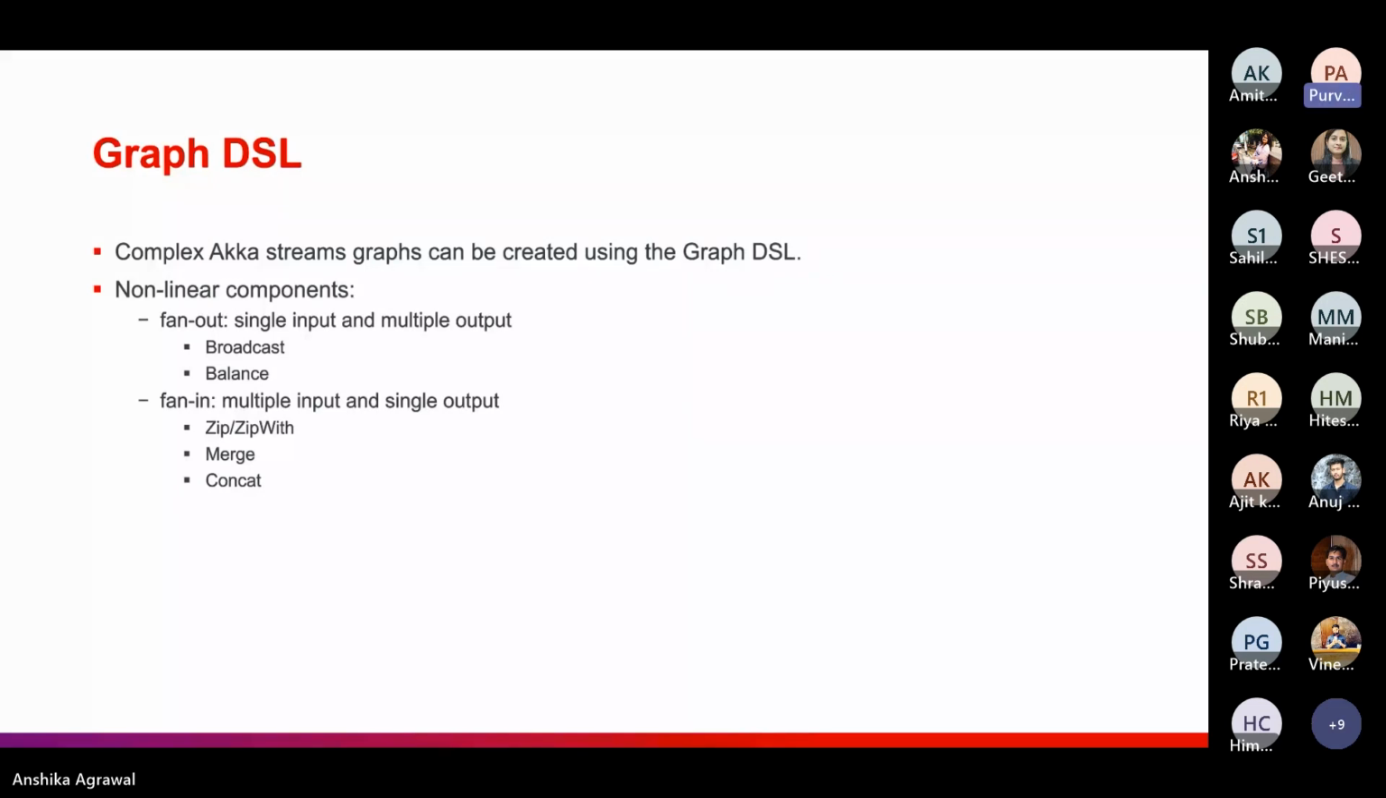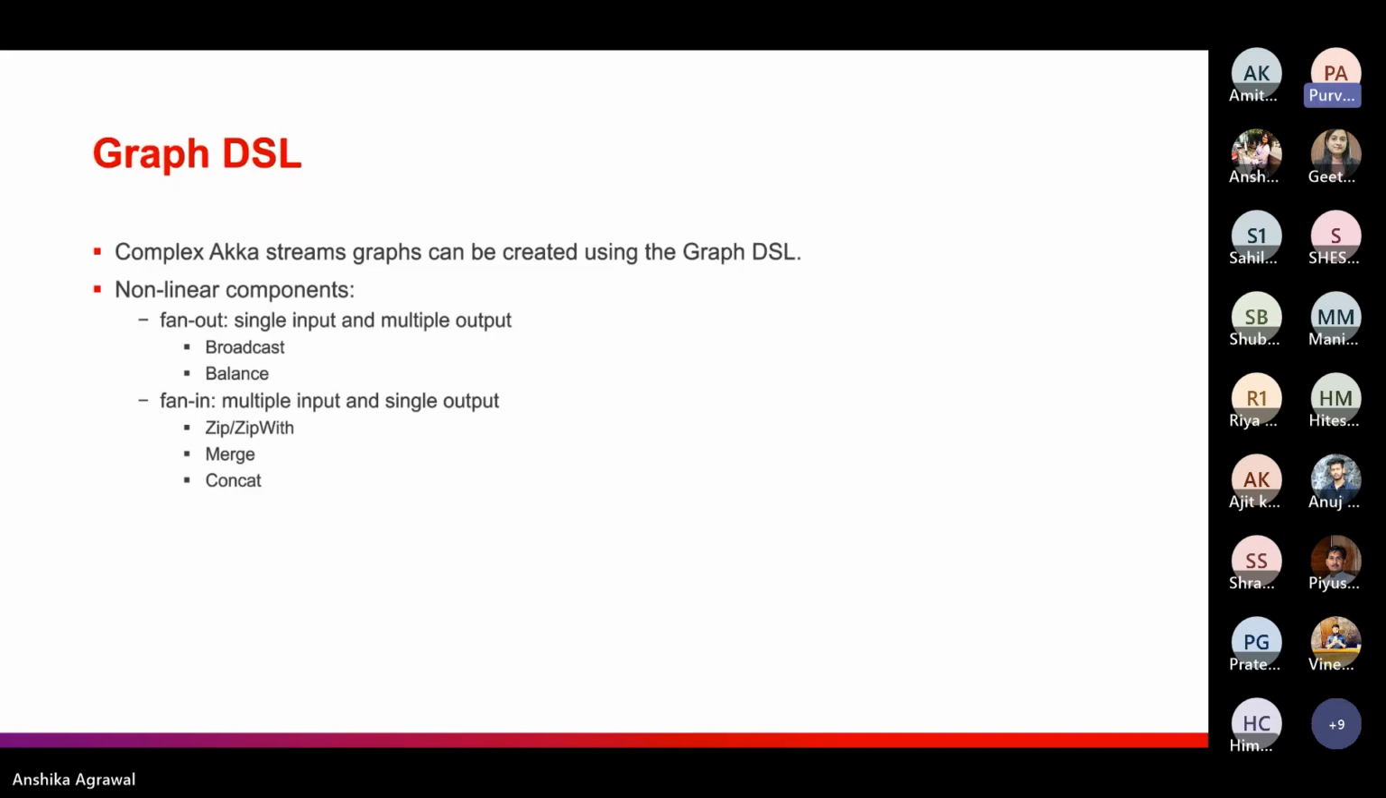So shapes basically define the input and output ports of the processing stages. The most common shape is the flow shape, which has one input port and one output port. But there are also other shapes like source shape, sink shape, uniform fan-in shape, and uniform fan-out shape, which we will be going through in the further slides. And they also have different numbers of input and output ports.